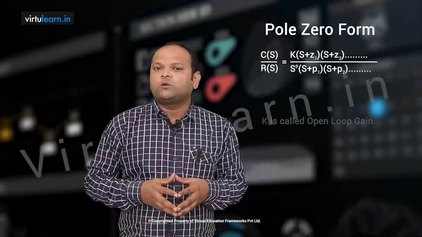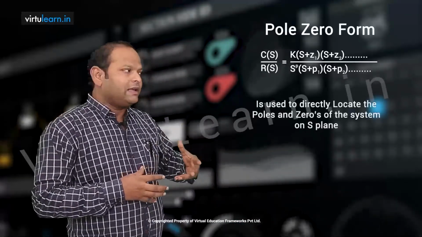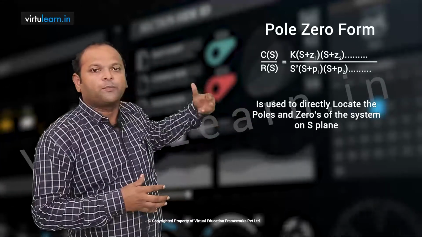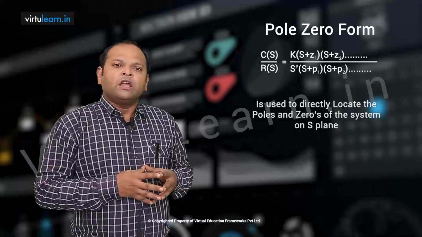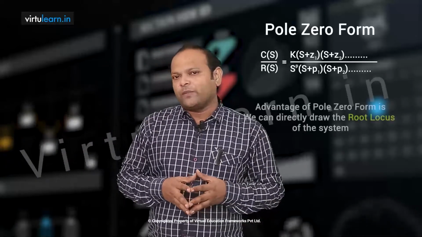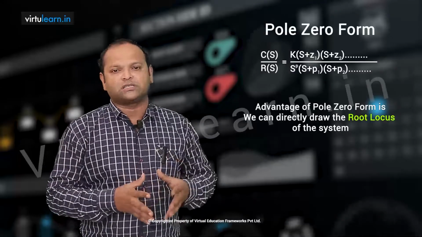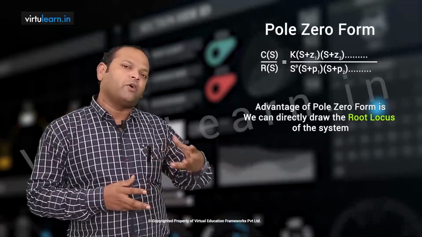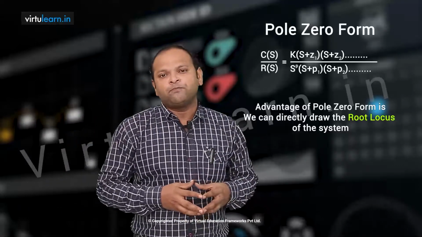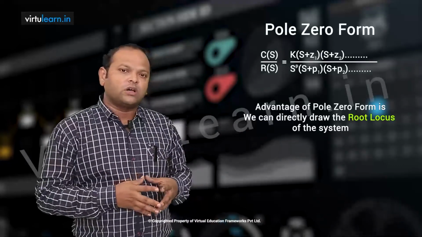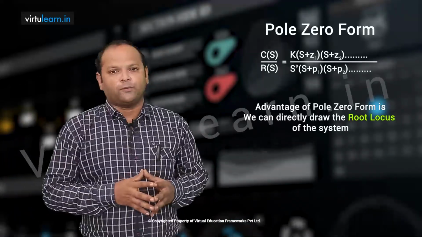Generally, the pole zero form representation is used to directly look at what the poles and zeros of the system are on the s plane. The other advantage of the pole zero form is that we can directly draw the root locus of the system. We know root locus is a very powerful technique for analysis as well as design of control systems. So to draw the root locus, the open loop transfer function should be in pole zero form.